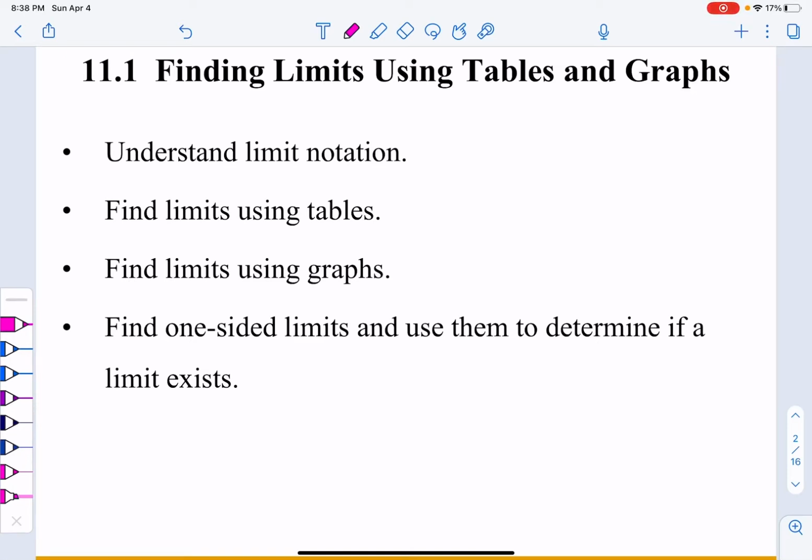Looking at section 11.1, finding limits using tables and graphs, we are going to understand limit notation, find limits using tables, find limits using graphs, and find one-sided limits and use them to determine if a limit exists.